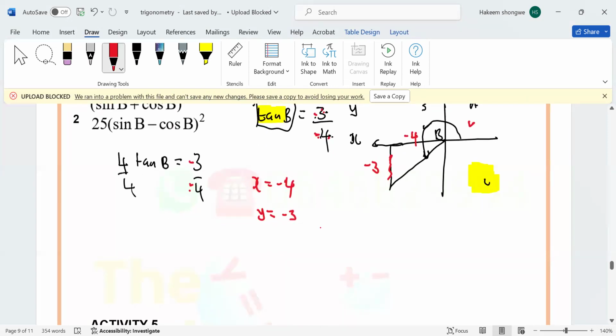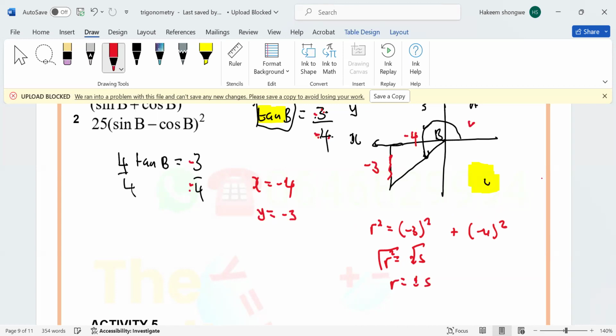Who's missing now? The radius. Now we're going to find the radius. R squared is going to be equal to minus 3 all squared, plus, this is how you type it in your calculator: open bracket minus 3 all squared, and then minus 4 all squared. It says R squared is going to be 25. Then R is going to be plus and minus 5.